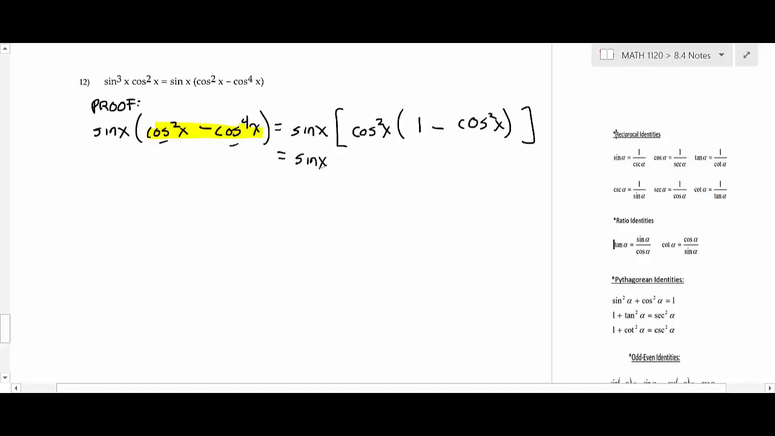So this is sine x. That's now going to stay cosine squared x. But this thing right here changes to a sine squared x. So I'm going to write that as sine squared x like that. Okay, now we're pretty much done. Sine times sine squared is sine to the third x, cosine squared x like that. That's it. Okay, that's how it goes, right?